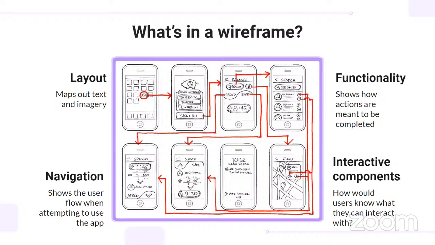Navigation, this could be just the navigation bar or a menu. Do you know what you should be clicking and how to get to a certain page that you want to get to? And then interactive components. How would the users know what they can interact with? What visually shows they should be clicking something or they should not be clicking something.